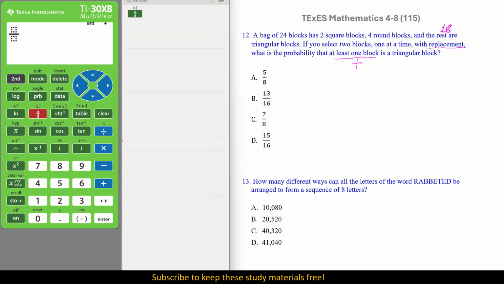The first one would be, what is the probability of pulling that block? Here's our total. So we have part of our total, and we're saying triangular. So that would be 18 out of 24. Now we have to talk about the second draw. So we are adding because it says at least one block. So here's our fraction. We have 18 over 24.